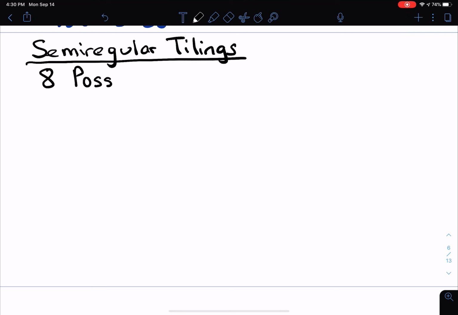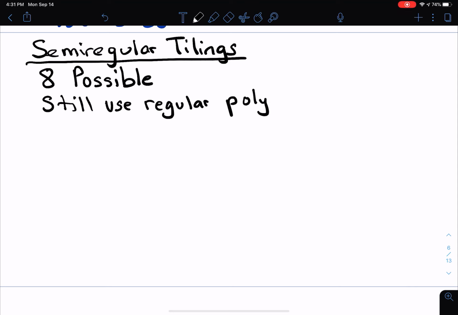In fact, one of my textbooks has a really nice image that shows all 8, but for copyright issues, I'm not going to put the image on here. But if you do a Google search for semi-regular tilings, you should pretty quickly come up with a page that'll show you all 8 and what they look like. These do use regular polygons, but more than one type or size.